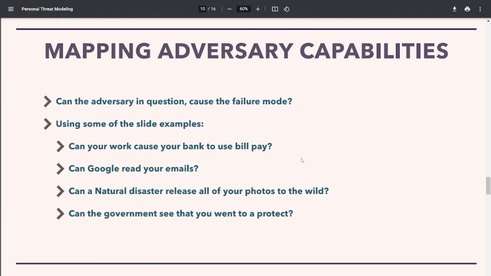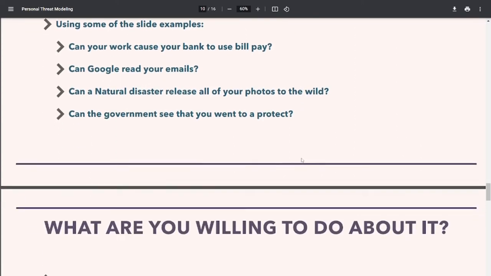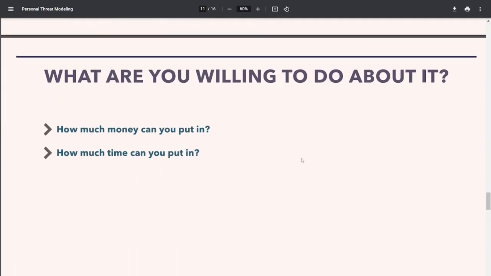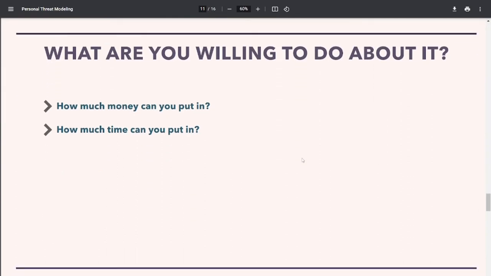And those are just some examples you can read through later. And then what are you willing to do about it? So we've talked about all the terrible things as you map out your personal security and your threat model. And it kind of comes down to how much time are you willing to put in it? Are you willing to learn a new programming language?